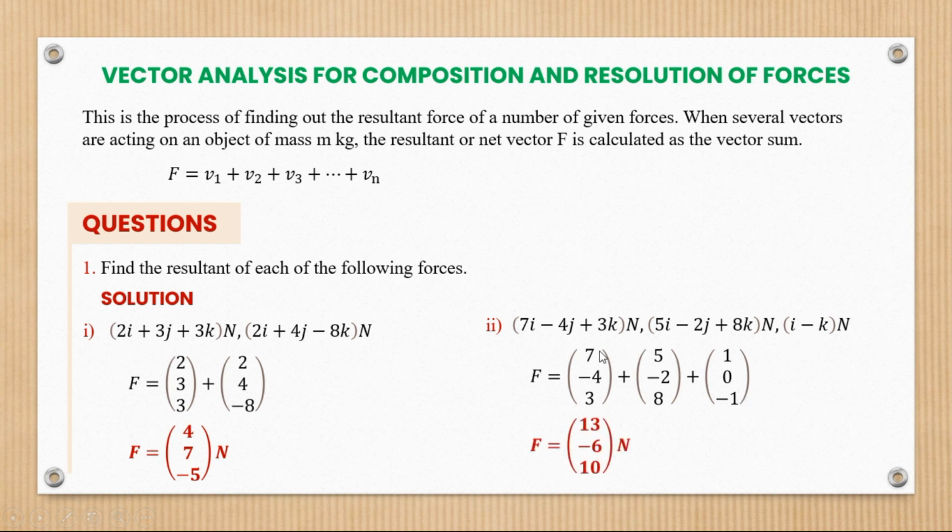So the resultant is 7 plus 5 plus 1, which is 13, negative 4 plus negative 2 plus 0, which is negative 6, and then 3 plus 8 plus negative 1, which is 10, and that is the resultant force.